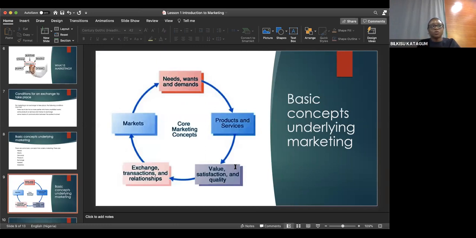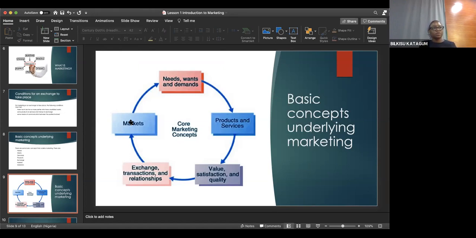Now, all these basic concepts intertwine with each other. You have needs, wants, and demands. When you're able to understand that, you can develop products and services, creating value and exchange. The first thing is having the market, and then you understand what their needs, wants, and demands are, you create the products and services, try to create value and satisfaction for them, and then an exchange takes place. And then the cycle goes on and on.